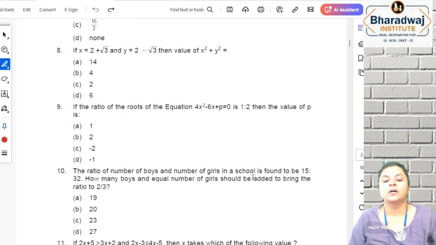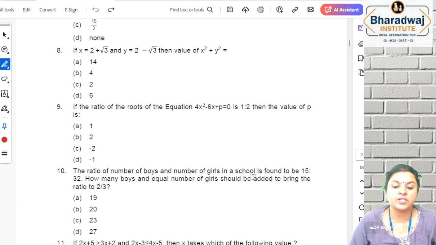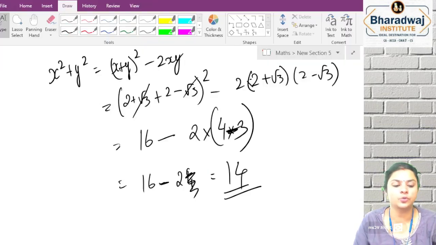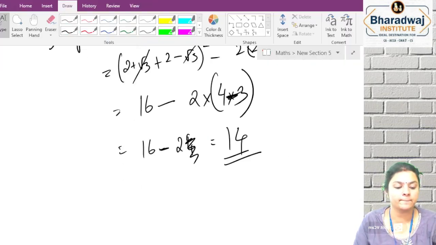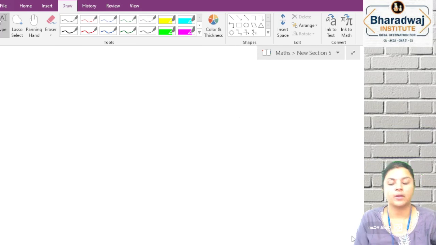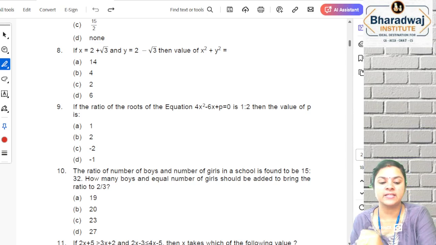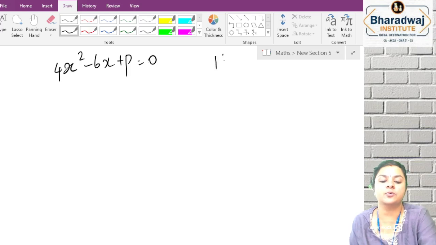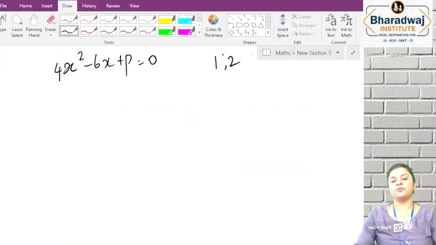Next. Ratio of the roots of the equation is 1:2. Find the value of P. 4x square minus 6x plus P equals 0. The ratio of the roots is 1:2. So let's solve them quickly. How to find the value of P here?